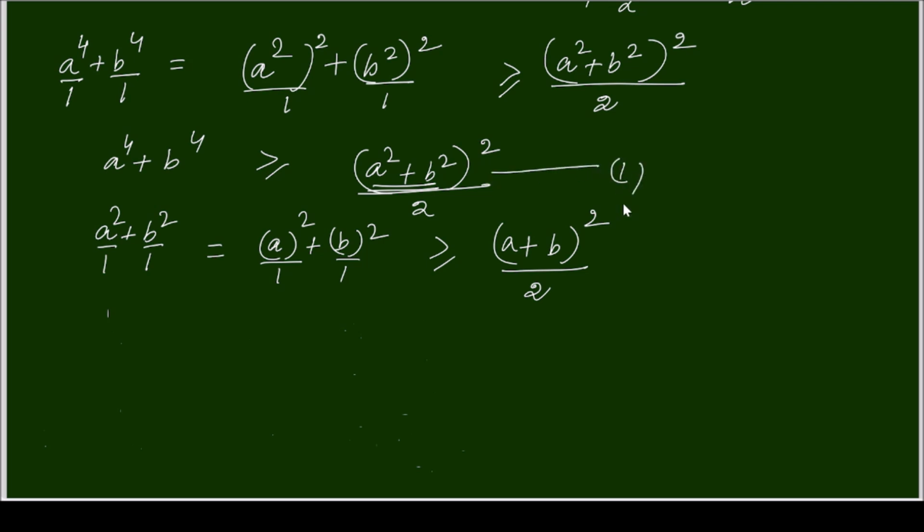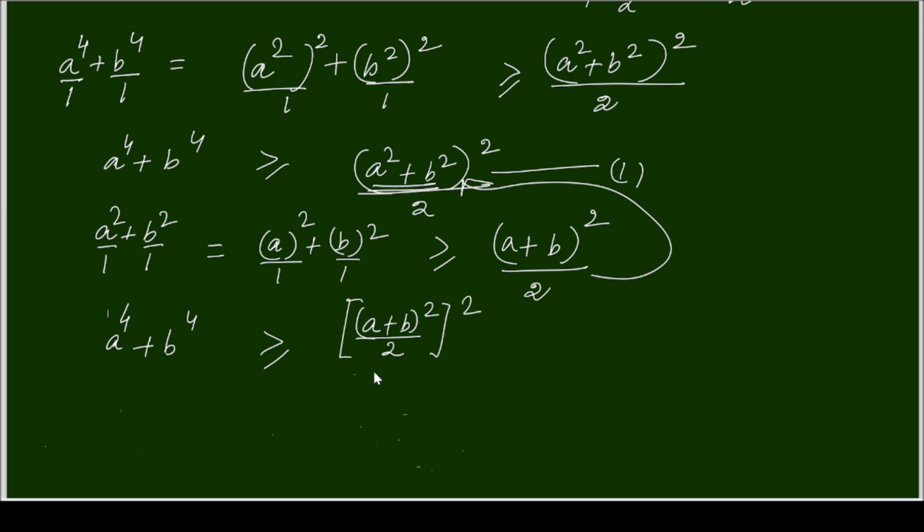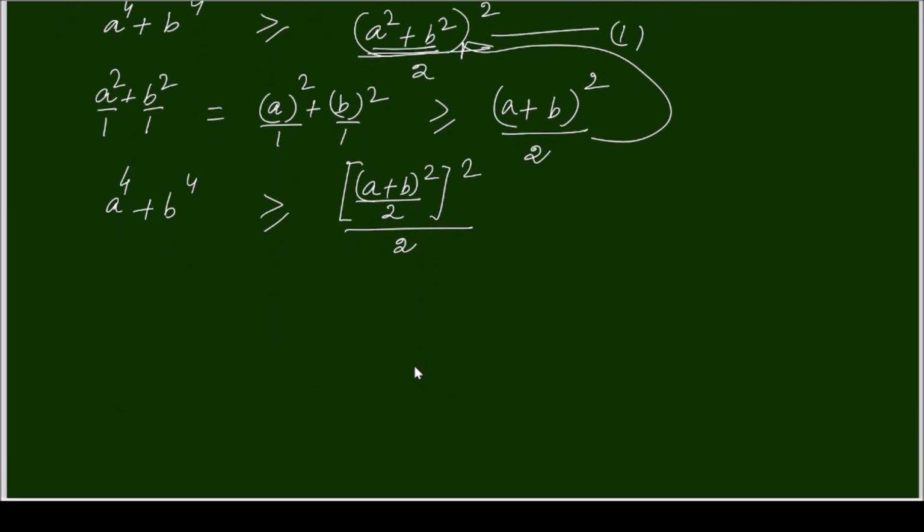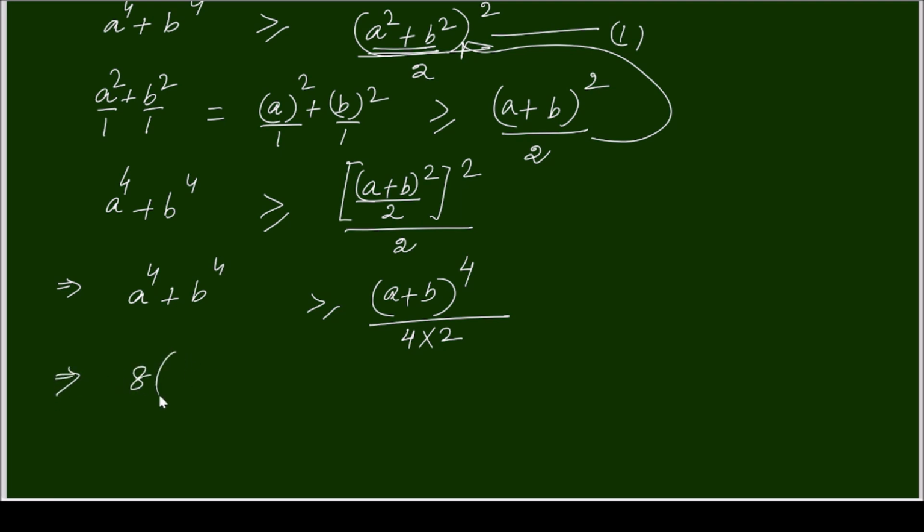So in expression 1, we'll put this one here. So a power 4 plus b power 4 is greater than equals to a plus b square by 2 whole square over 2. So I am getting a power 4 plus b power 4 is greater than equals to a plus b power 4 over, 2 square is 4 into 2, that will be 8, or 8 times of a power 4 plus b power 4 is greater than equals to a plus b power 4.